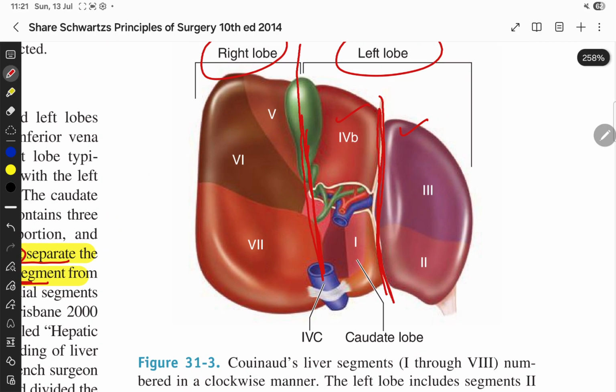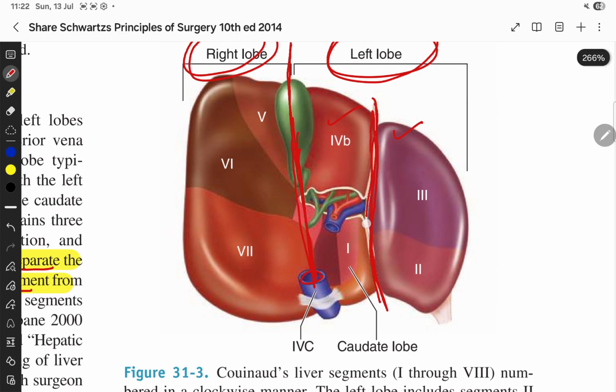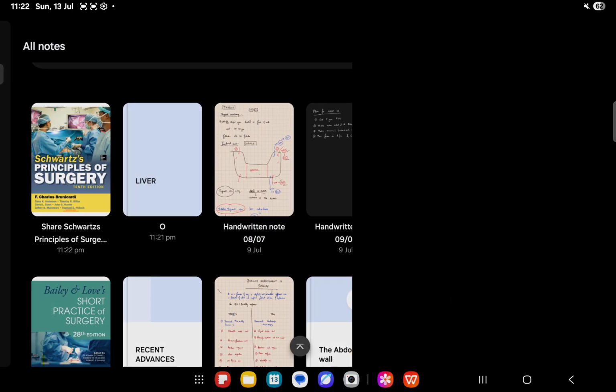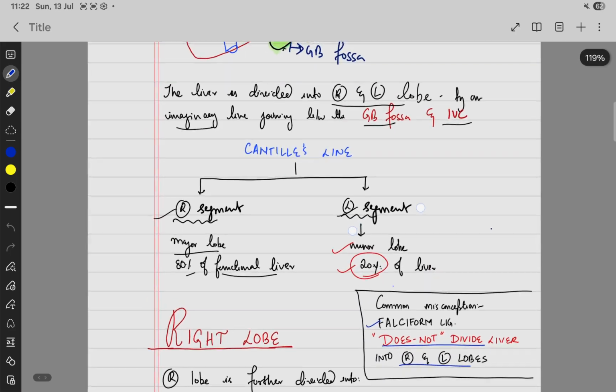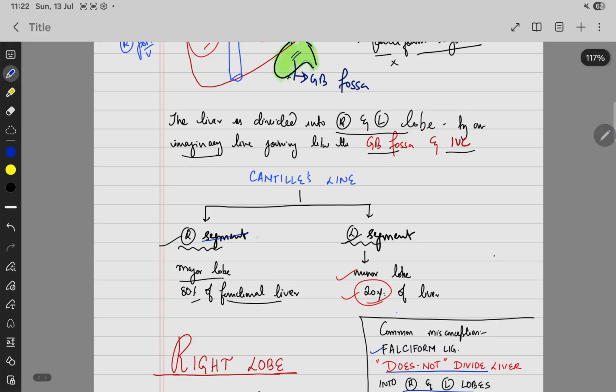As you can see, this is the anatomy of the liver. This is Cantlie's line, which is drawn between the IVC and the gallbladder fossa, and it divides the liver into right lobe and left lobe. While this is the falciform ligament. The falciform ligament will divide the left lobe of the liver further into left medial and left lateral, which we'll see later. So according to Cantlie's line, the liver is divided into right lobe and left lobe.